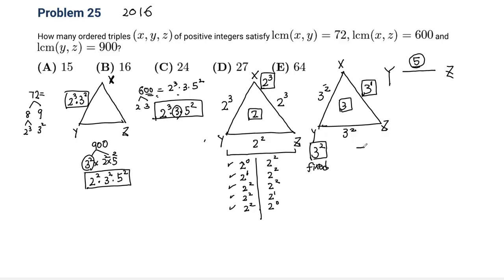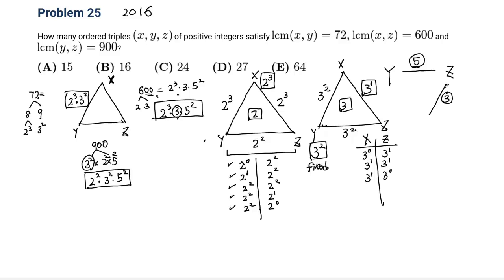Now check out between x and g, right? The x and g powers should be what? If this is 3 to the 0, this is 3 to the 1. Or they may be equal, 3 to the 1 and 3 to the 1. The maximum exponent is 1, okay? Or this is 3 to the 1 and the other one is 3 to the 0, right? Also the maximum exponent will be 1. All three possible ways. So for x to g, we have 3 possible ways.